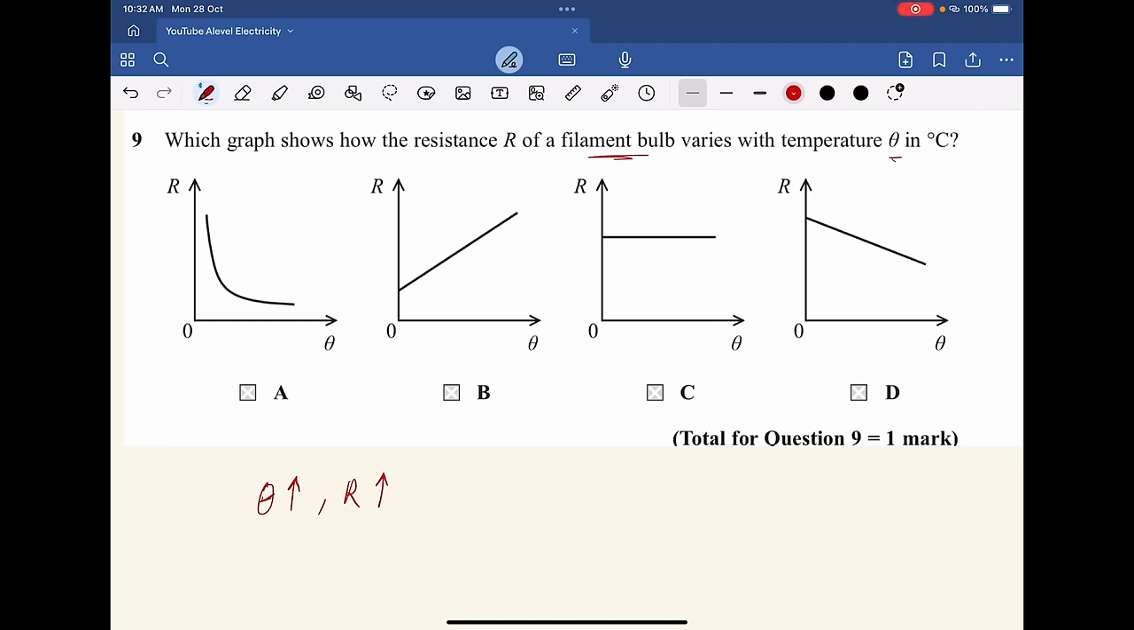The answer definitely it's B, but why do we have a resistance when the temperature is zero? Because you cannot ignore the presence of the electrons of the filament lamp themselves. There is a resistance even when the temperature is zero. So this relation is impossible to start from the origin. There is a value for the resistance of the filament lamp at zero temperature. The correct answer is B.